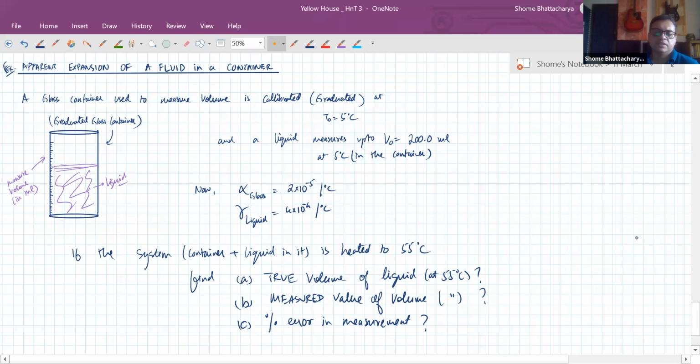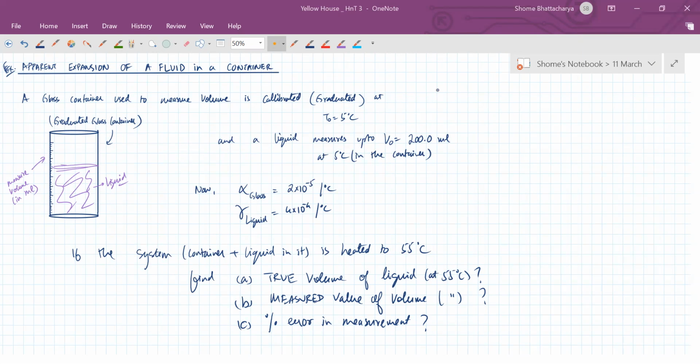Yeah, so what will happen here is that the calibration of the container, the graduated container, is done at 5 degrees C. So because the container has expanded when we raise the temperature to 55 degrees C, it is going to measure inaccurate volume. Okay, it will measure less than the true volume of the liquid because the container itself has expanded. So that's why there's a difference between the actual volume of liquid that will be there in the container versus what we are able to read. The reading of volume that we are getting using the graduated container, there'll be a difference between that and the actual volume. Hence the concept of percentage error.